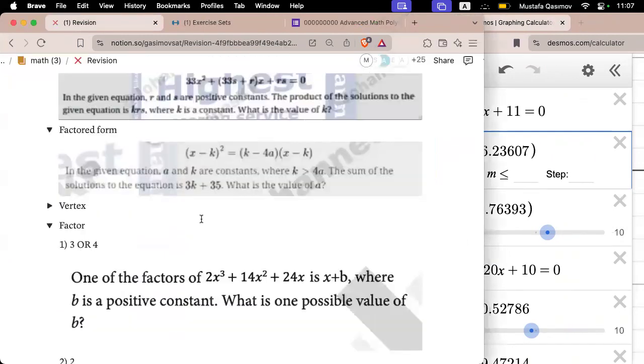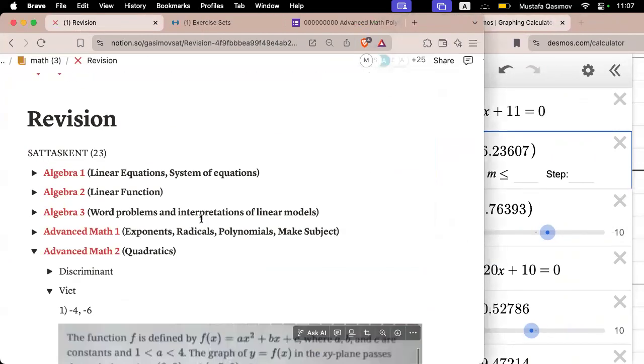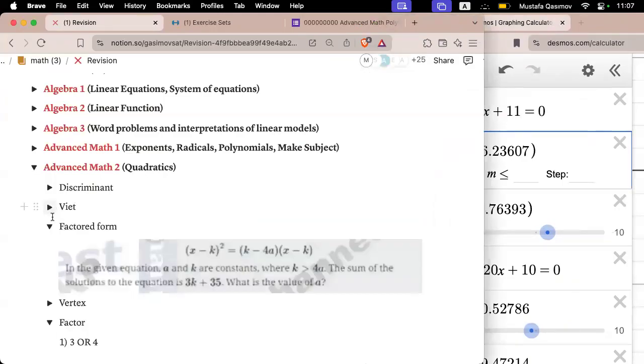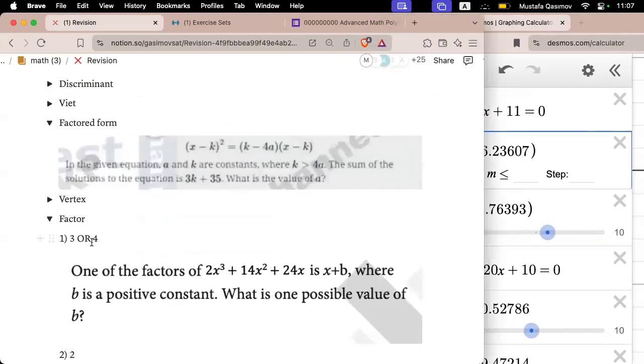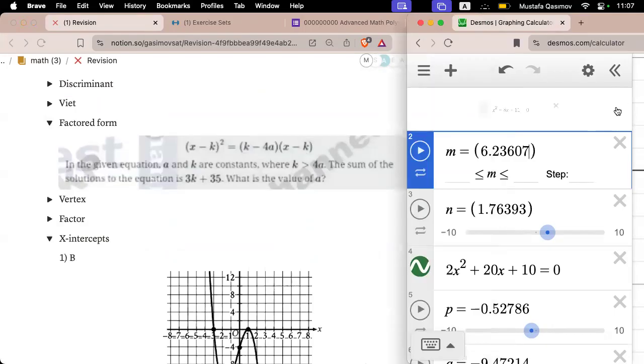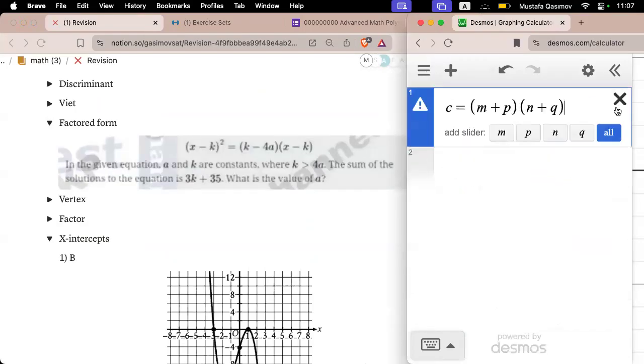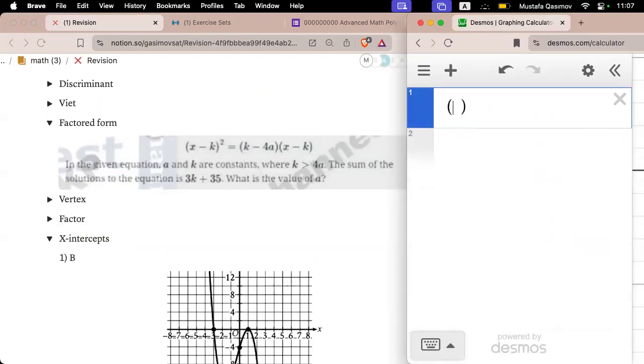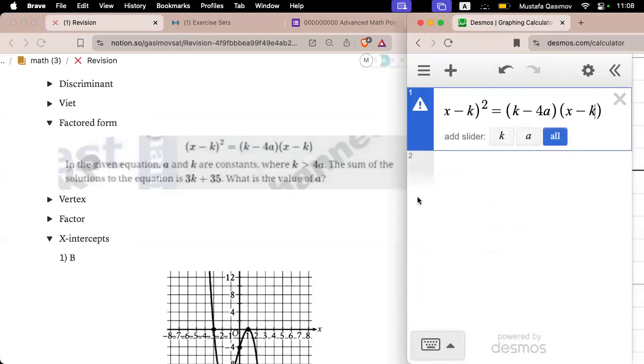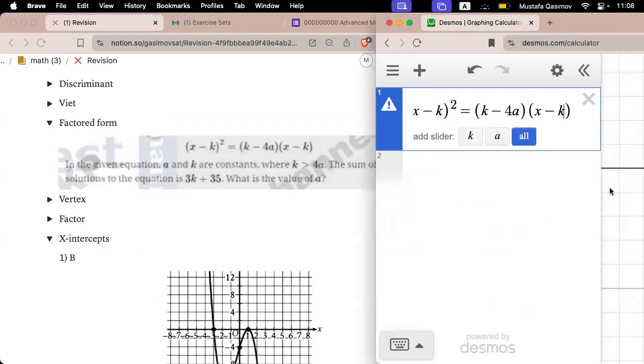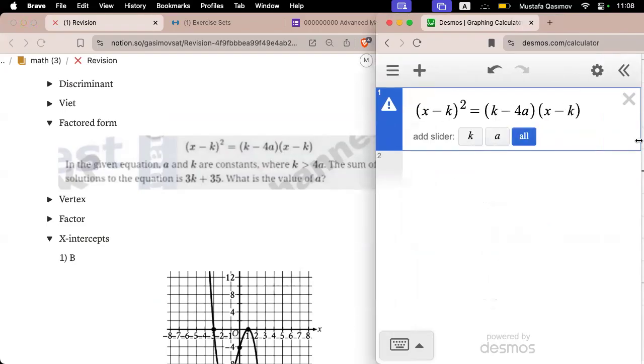Okay, let's look at one more question. Let's look at this factored form. (x minus k) squared is equal to (k minus 4a) multiplied by (x minus k). We need to solve it. We need to find its solution in terms of a and k.